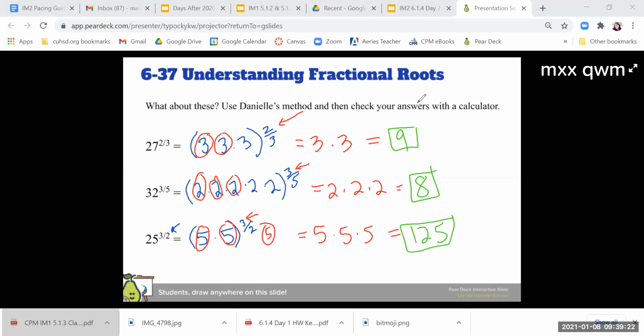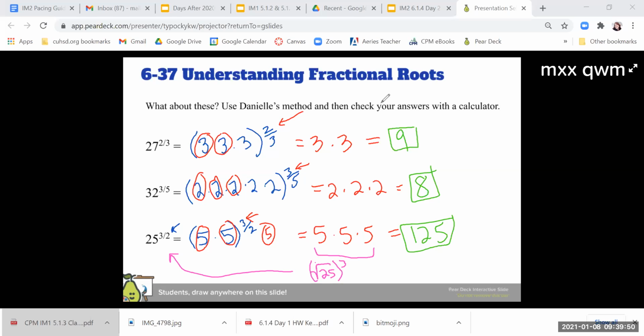So that's sort of a good way to think about this. What I just did was I multiplied the square root of 25 3 times. So I cubed it. Look at this. This means the square root of 25 3 times.